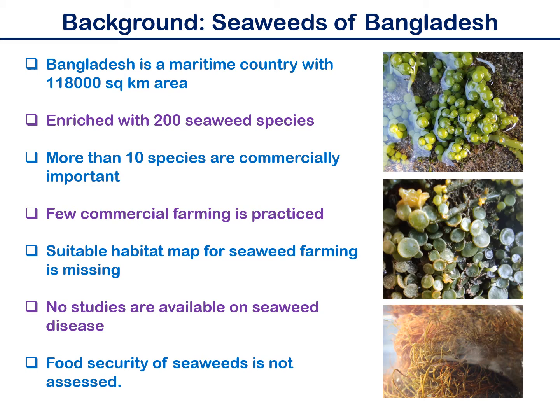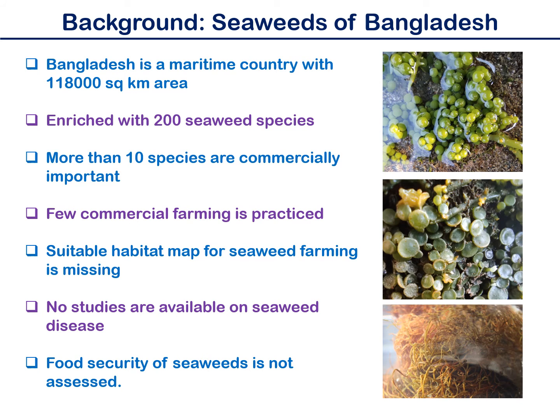At this moment, we have more than 200 seaweed species, and 10 of these species are commercially important. However, few farmers are involved with seaweed farming in Bangladesh. There are several reasons for that. For example, we do not have any habitat map for seaweed farming, and we do not have any information on seaweed disease. Farmers encounter problems with disease, so they face crop loss.